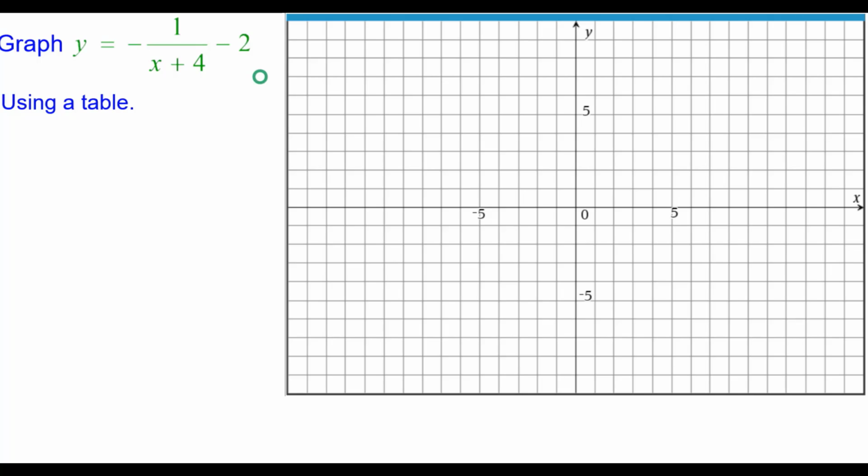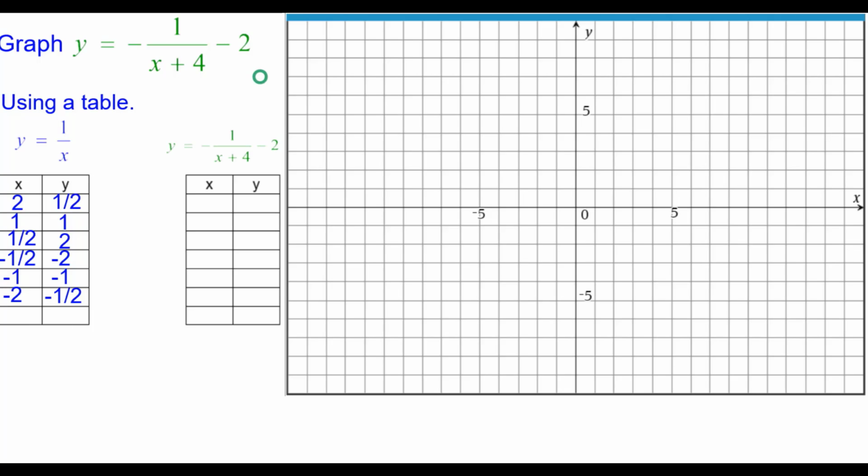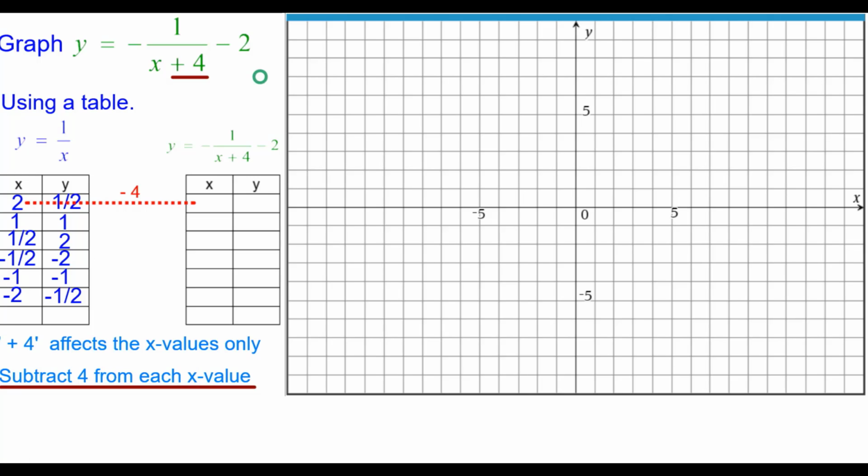Second way is using a table. Here is a table of 6 values normally in our reciprocal function. So that plus 4 affects the x values only. It shifts everything to the left 4, so we need to subtract 4 from each x value to get it to the left. And so 2 minus 4 is negative 2. 1 minus 4 is negative 3.